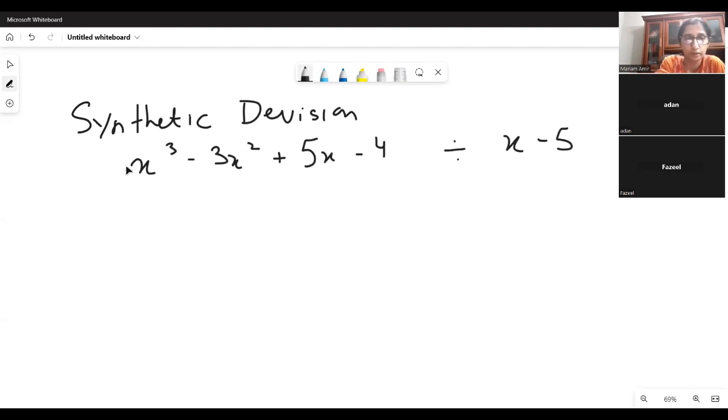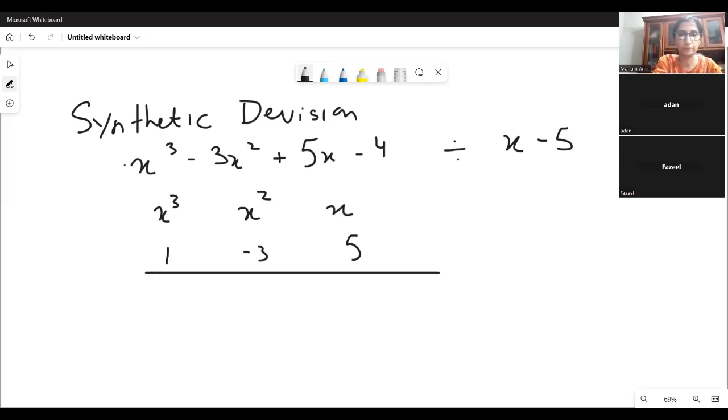Now what you do is you write the coefficient of x cube, the coefficient of x square, the coefficient of x underneath these. So the coefficient of x cube is 1, the coefficient of x square is minus 3, the coefficient of x is 5. A line here, and then you write the constant here.